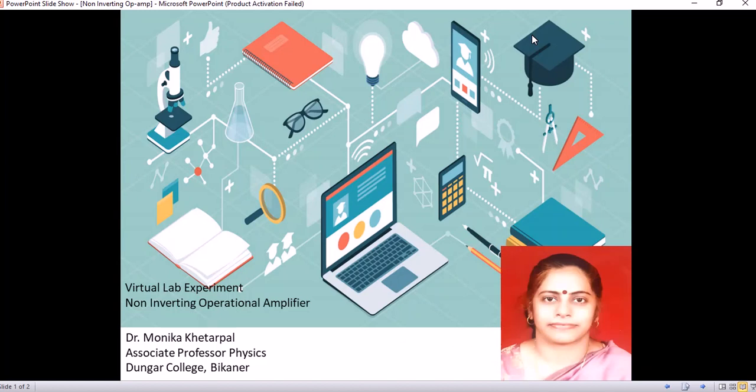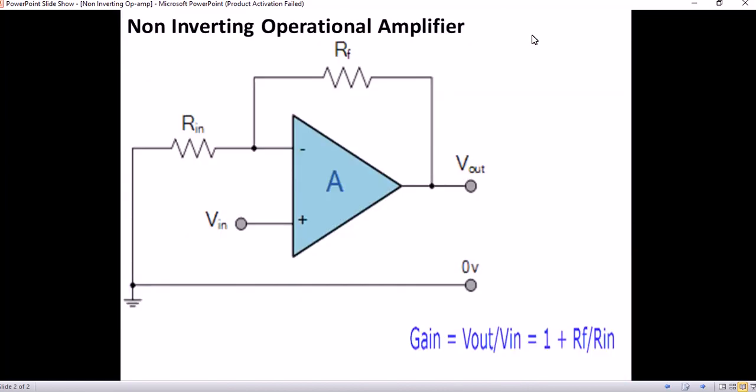Today in my virtual lab, I am going to discuss an experiment on non-inverting operational amplifier. We will perform this experiment virtually using LTSpice. Before starting our experiment, I am going to tell you something about non-inverting operational amplifier. This is the basic circuit diagram of non-inverting operational amplifier.